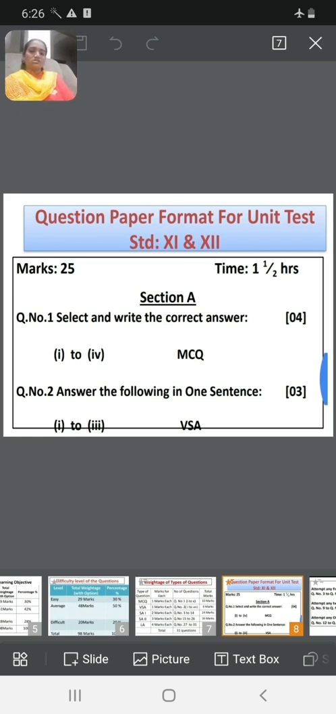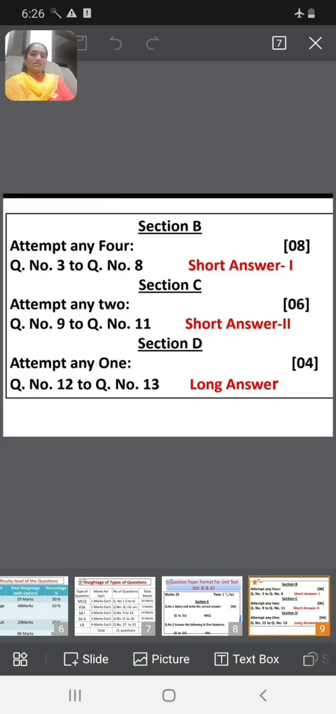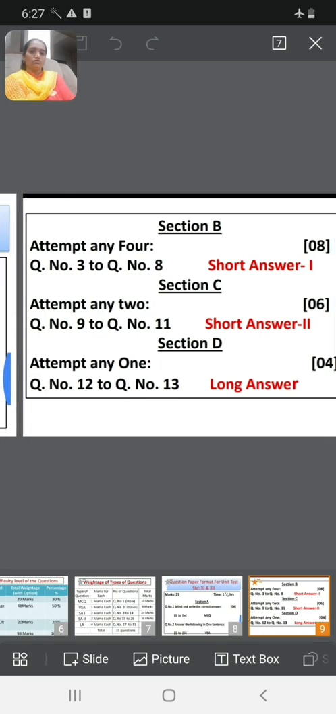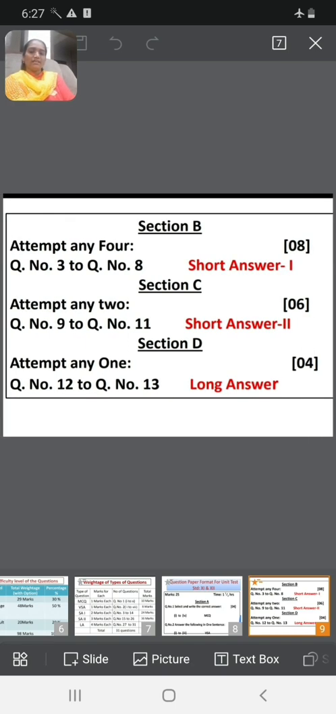And there are 3 questions, question number 1 to question number 3. These are actually sub questions. Then section B, attempt any 4, question number 3 to 8. Here is the pattern for the unit test, but in the annual exam there are 3 to 14 questions. Okay, but for the unit test only question 3 to 8, short answer type questions for 2 marks, and you have to solve only any 4 questions.